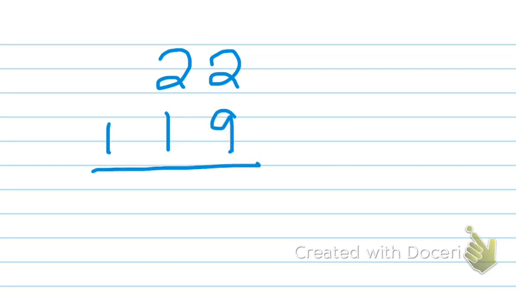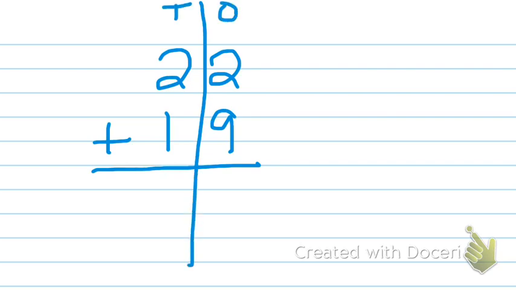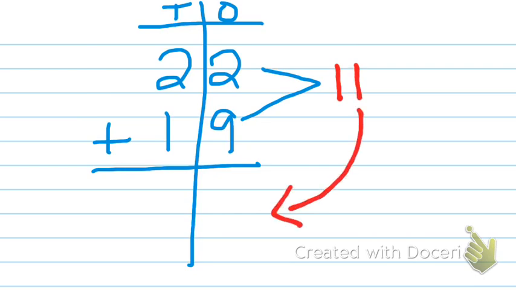Alright, so I'm going to do 22 plus 19 again, this time using my place value chart. I'm going to divide right here, and I'm going to separate my ones and tens. And I'm going to add 2 plus 9. 2 plus 9 is equal to 11. My 1 in the ones place drops down. And my other one flies to the tens place. So 1 plus 2 is equal to 3. Plus 1 more is equal to 4.